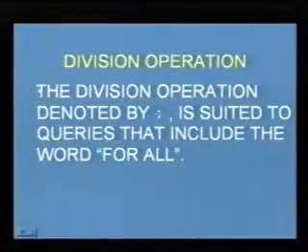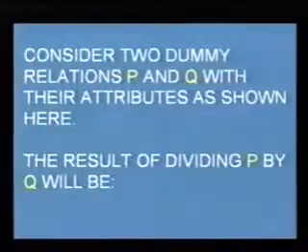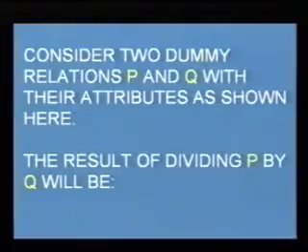Division operation. The last operation to be discussed is division operation. The division operation is denoted by the divide sign. It is suited to the queries that include the word for all. Let us consider that there are two dummy relations P and Q with their attributes as shown next.